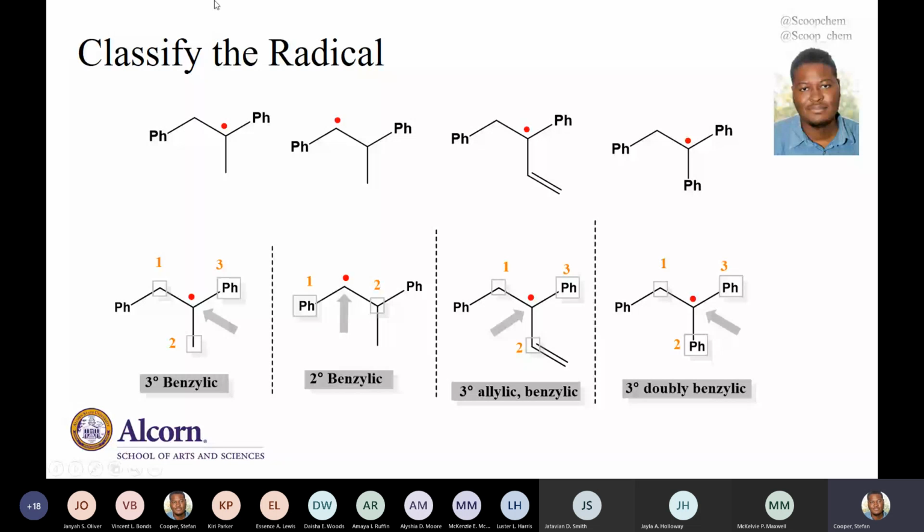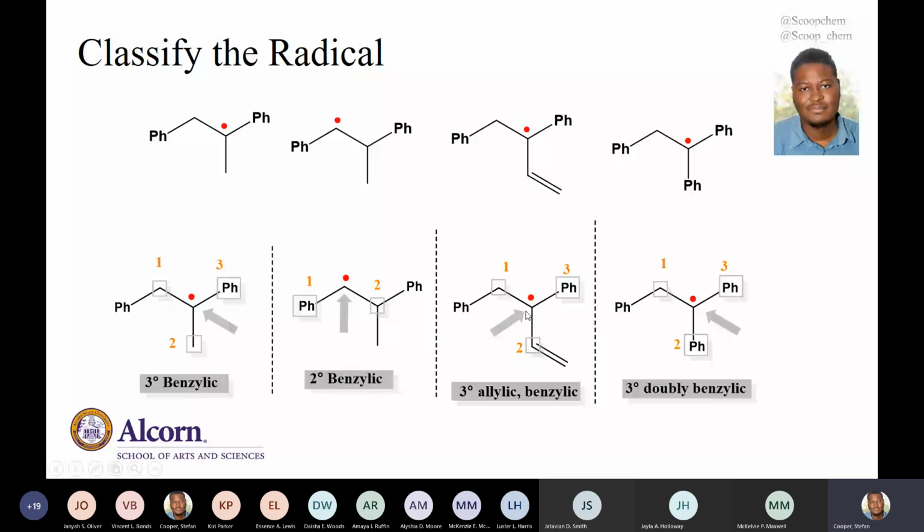The first one here is tertiary. I went ahead and counted off the three potential carbons here, but it's also benzylic because it's one away from this phenyl ring. So this is tertiary benzylic. The second one is secondary benzylic. These are the two carbons that are next to the carbon that has the radical. And again, I have a phenyl ring, so that's benzylic. So this is secondary benzylic.